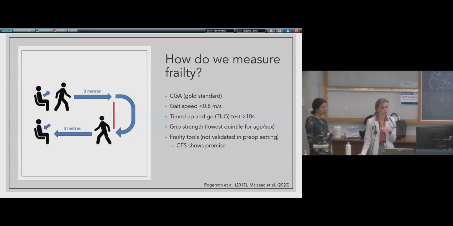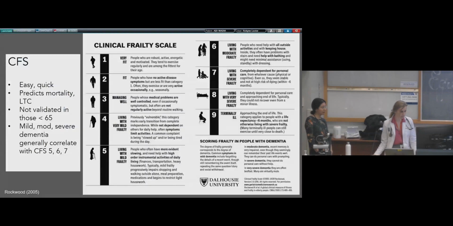And in Toronto at St. Mike's, they are looking at the Prisma 7 in terms of the pre-op setting as well. But the clinical frailty scale is the one that shows a lot of promise in this setting. And it was created by a Canadian in Nova Scotia. What's nice about the clinical frailty scale is it's easy and it's quick.